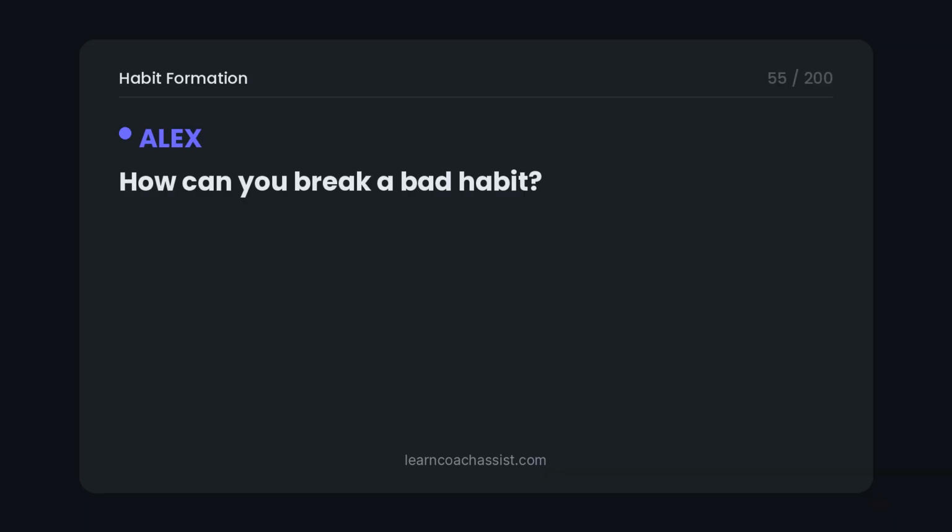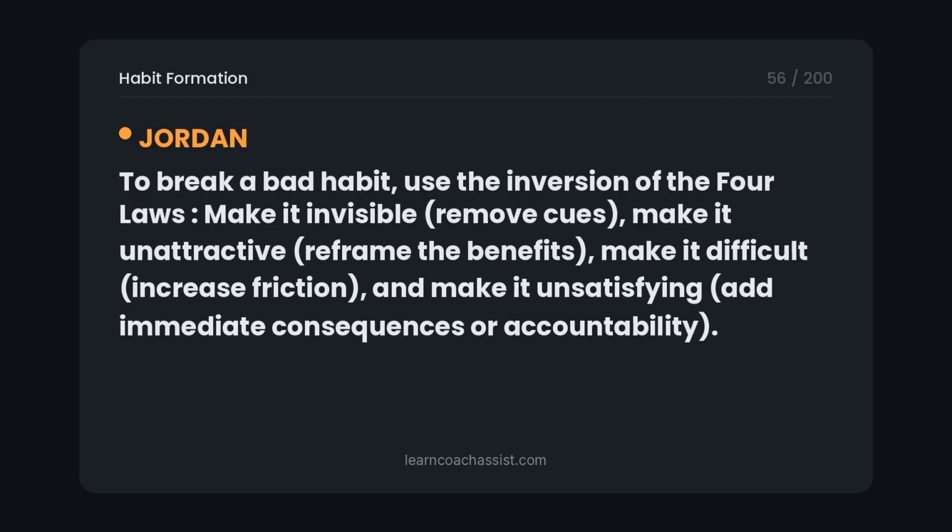How can you break a bad habit? To break a bad habit, use the inversion of the 4 laws. Make it invisible: remove cues. Make it unattractive: reframe the benefits. Make it difficult: increase friction. And make it unsatisfying: add immediate consequences or accountability.